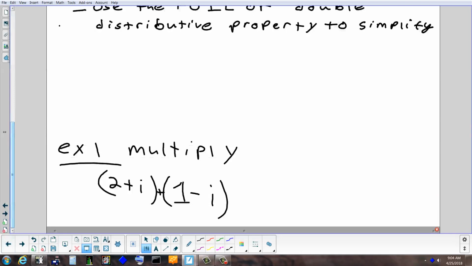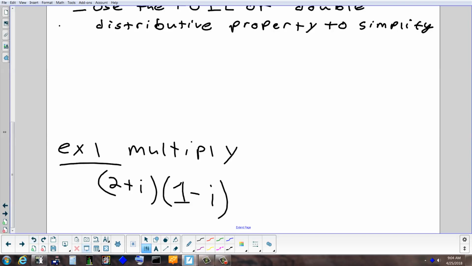Okay? So look at the problem very carefully before you start it, and make sure you know what you're doing. Make sure you know, is this addition, is it subtraction, or is it multiplication? Usually the directions are going to tell you, but if there aren't directions, just read the problem and it'll tell you what it is. Okay, so let's go through and distribute and see what happens.